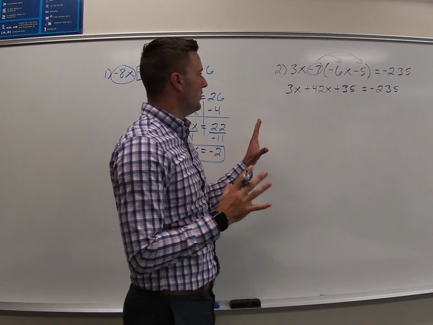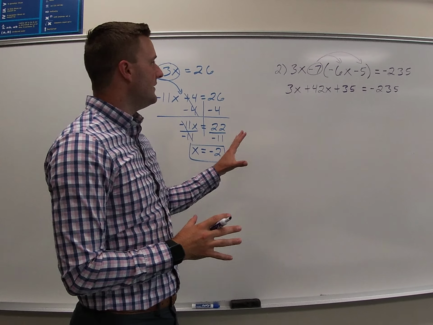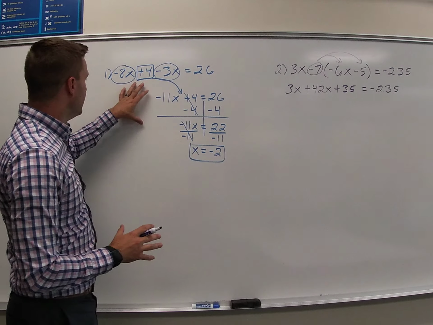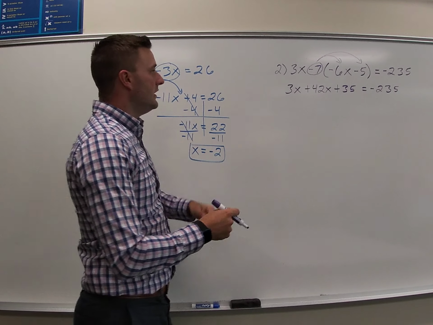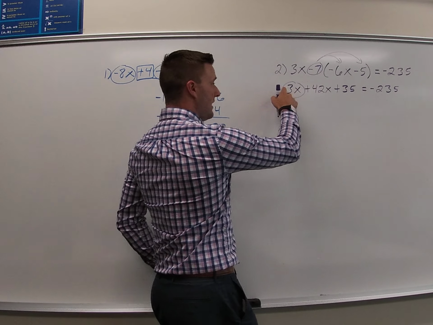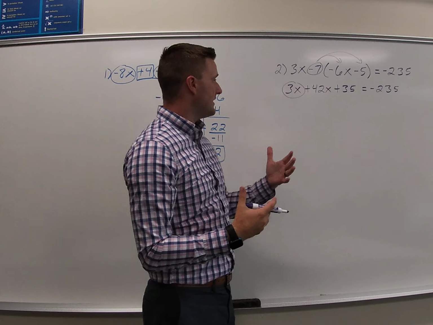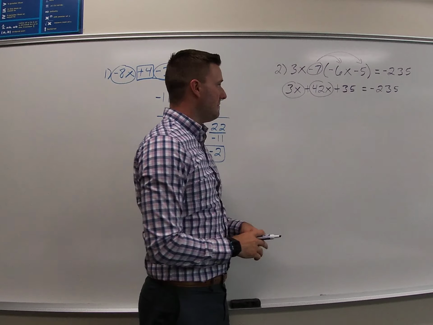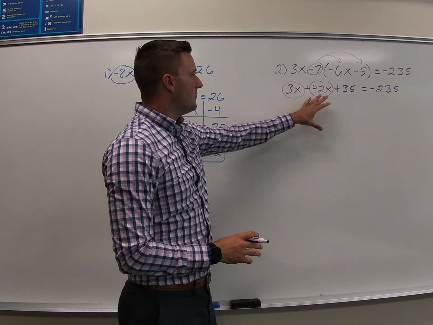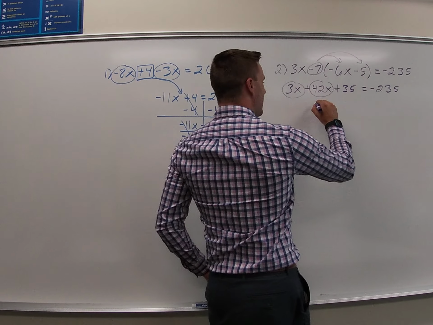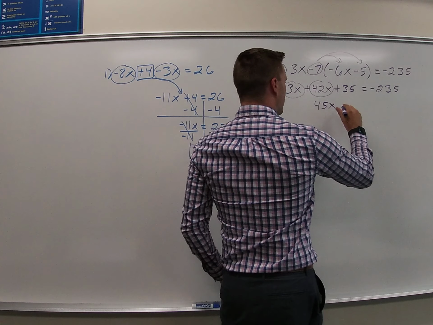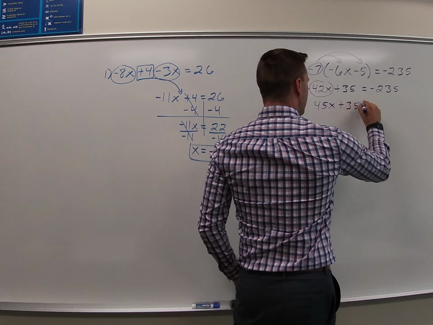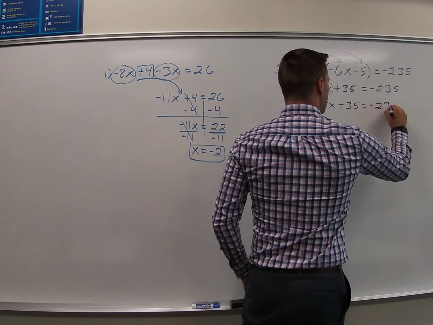Now, before continuing, you want to take a step back and look to see if you have any like terms like we did in this first equation. And we do. We have a 3x, and it's positive. There's no sign in front, so that means it's positive. And we have a 42x, which is also positive, denoted by that plus sign. So 3x plus 42x gives me a 45x. So 45x plus 35 equals negative 235.